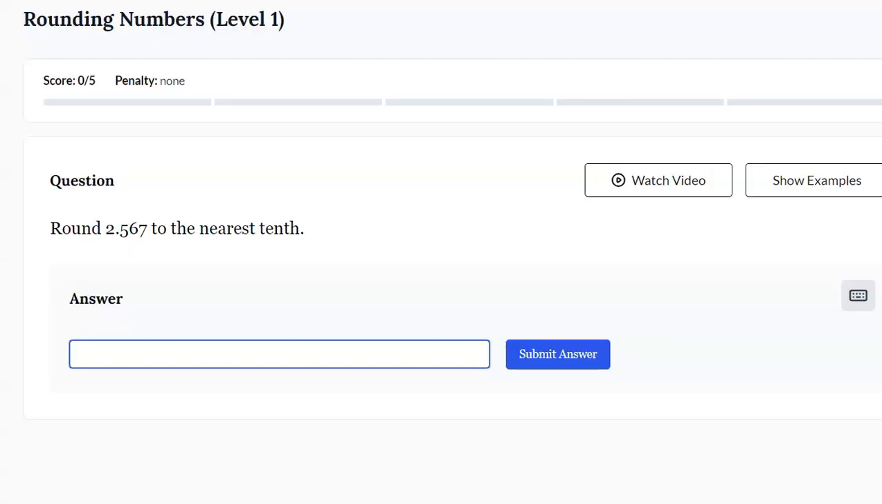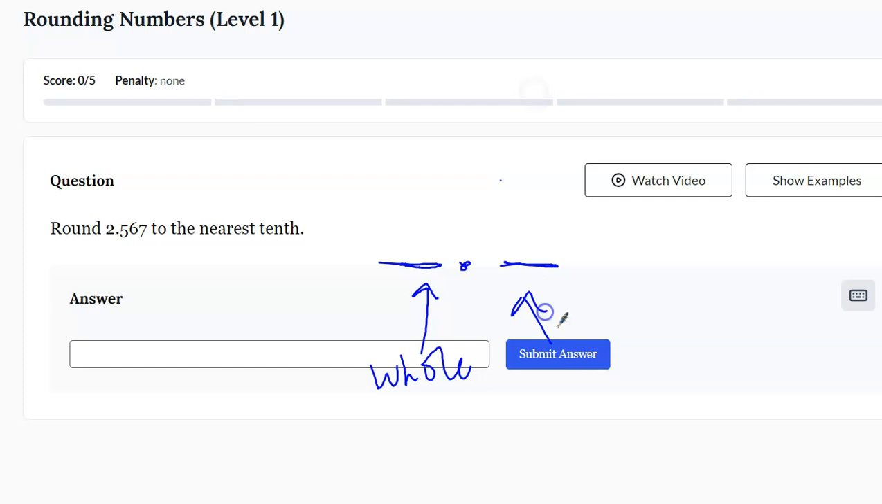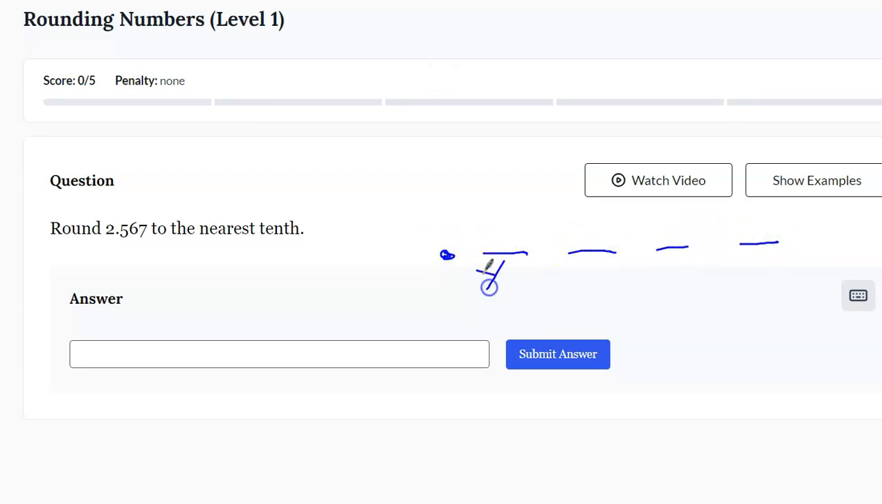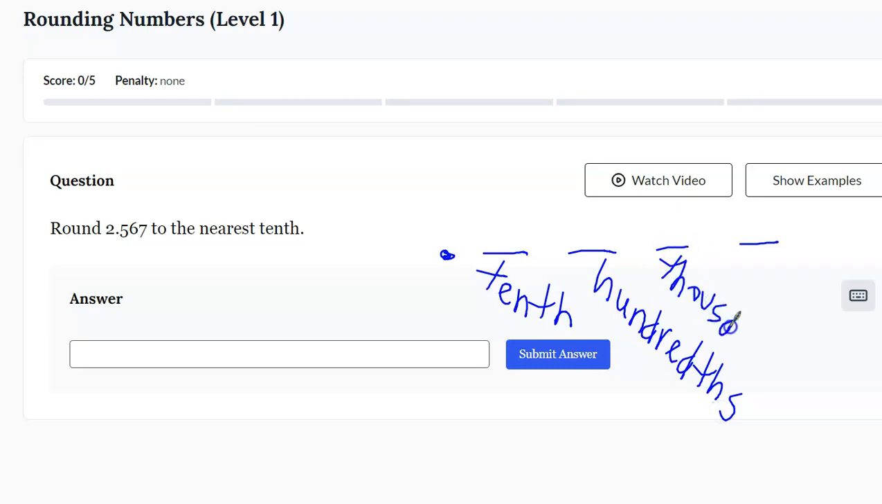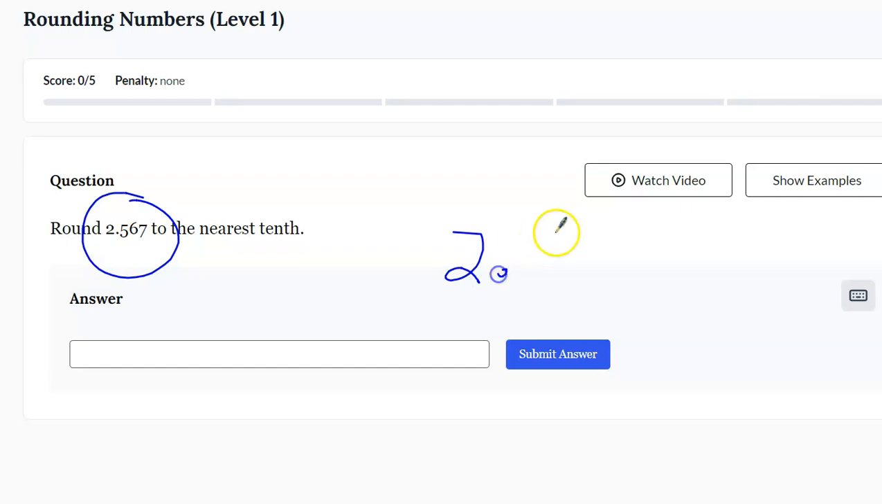Rounding numbers. It's been a while for some of you, but when we have a decimal point, these are the wholes, and these are the parts to the right. And when we have those values to the right, they have place value names, starting with tenths, then the hundredths, then the thousandths, etc. So if we want to round this number to the nearest tenth, then we need to know which number is in the tenths place. And for us, that's the first digit after the decimal.